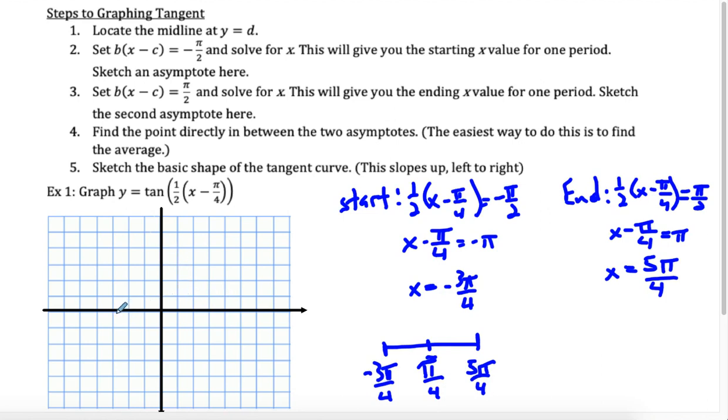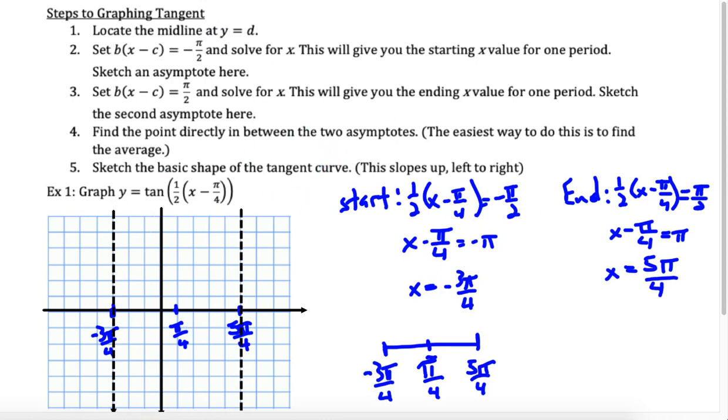Okay, so these are my 3 key values. So I can go and say this is negative 3 pi over 4, pi over 4, and then 5 pi over 4. Now, the key then is my first and last of the key points are the asymptotes. So let's sketch in some dotted lines here for my asymptotes.